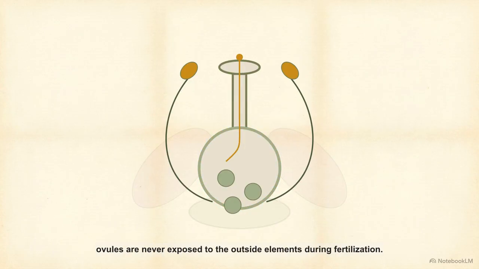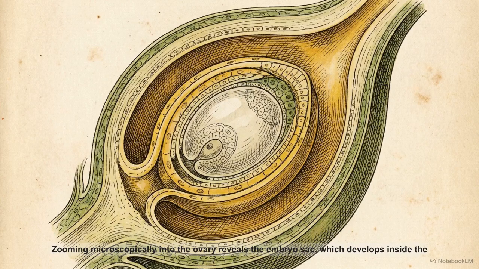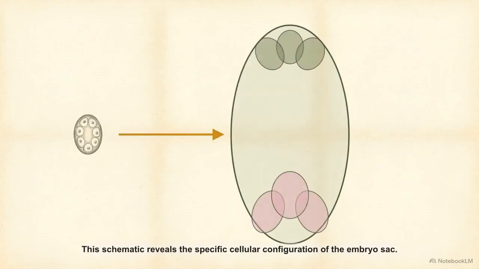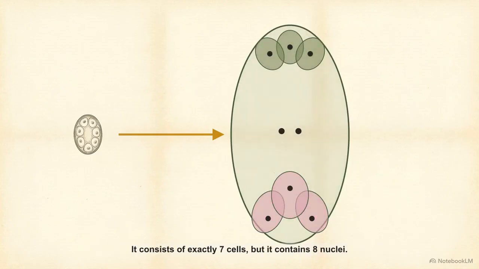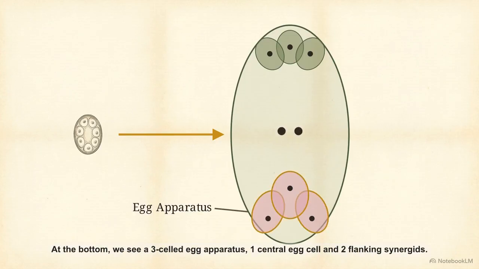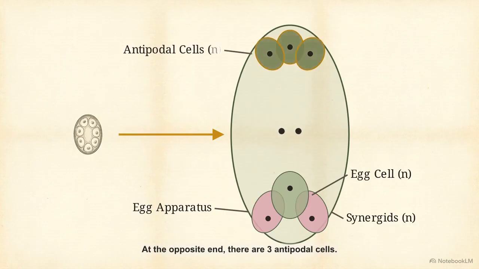during fertilization. Zooming microscopically into the ovary reveals the embryo sac, which develops inside the ovule. This schematic reveals the specific cellular configuration of the embryo sac. It consists of exactly 7 cells, but it contains 8 nuclei. At the bottom, we see a 3-celled egg apparatus, 1 central egg cell and 2 flanking synergids. At the opposite end, there are 3 antipodal cells.